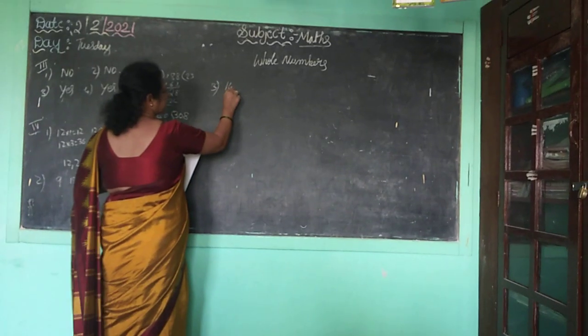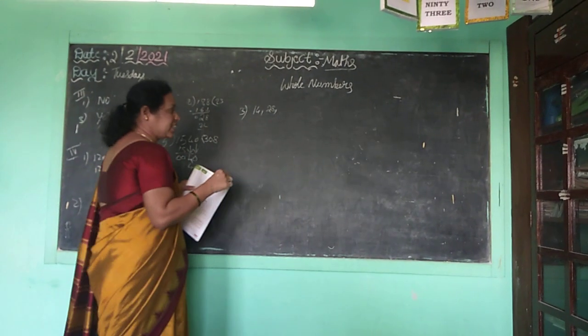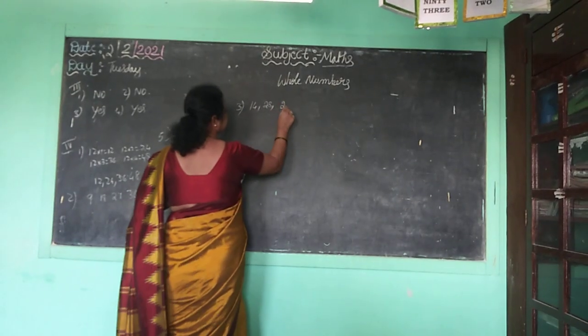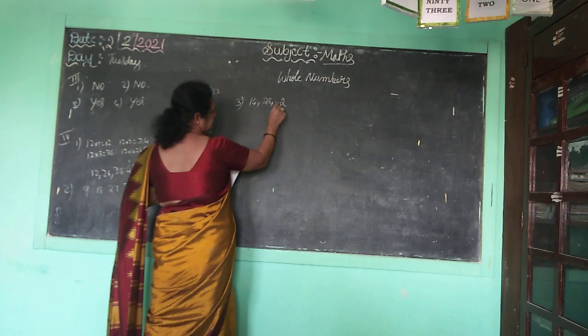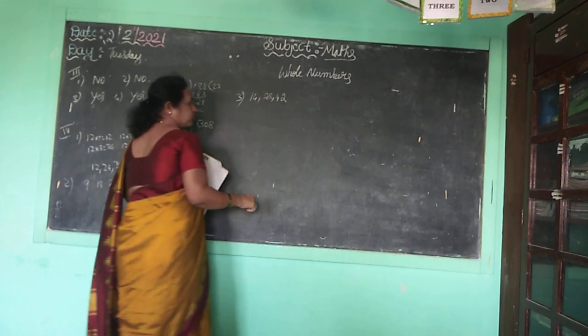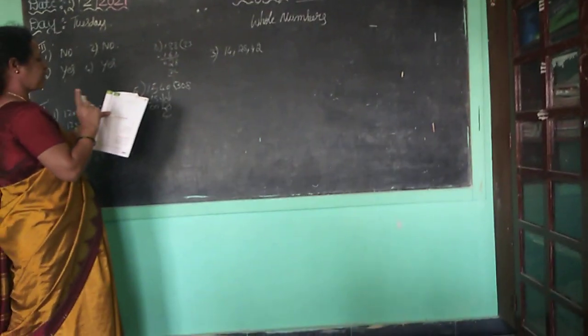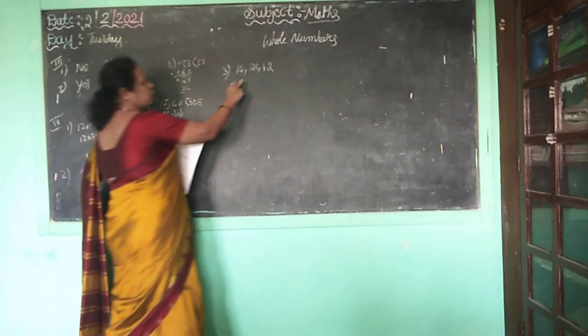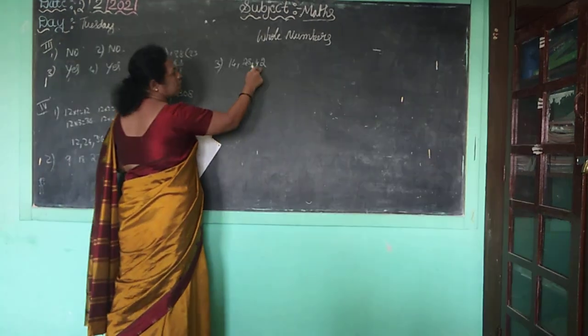So 14 ones are 14. 14 twos are what, children? 28. 14 threes are, see, 3 fours are 12, 1 carry, 3 ones are 3, plus 1 is 4. 42. Okay. Next, what are they asking? First 3 multiples of 14: 14 ones are 14, 14 twos are 28, 14 threes are 42.